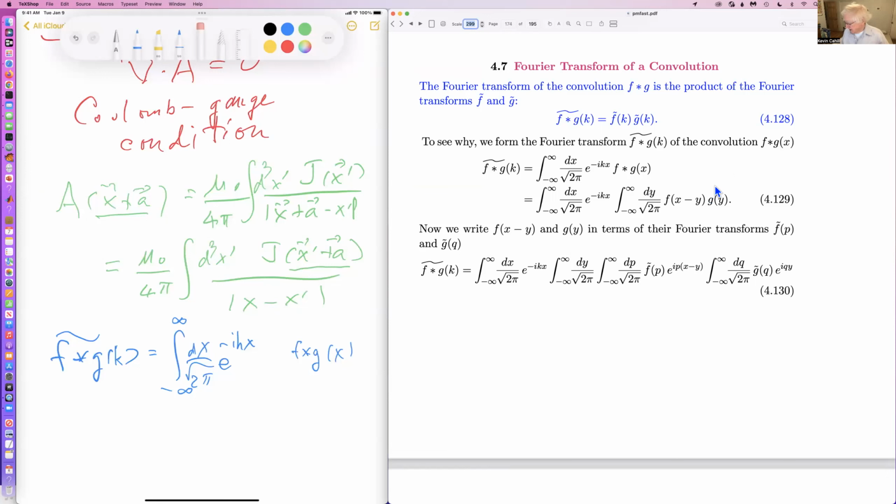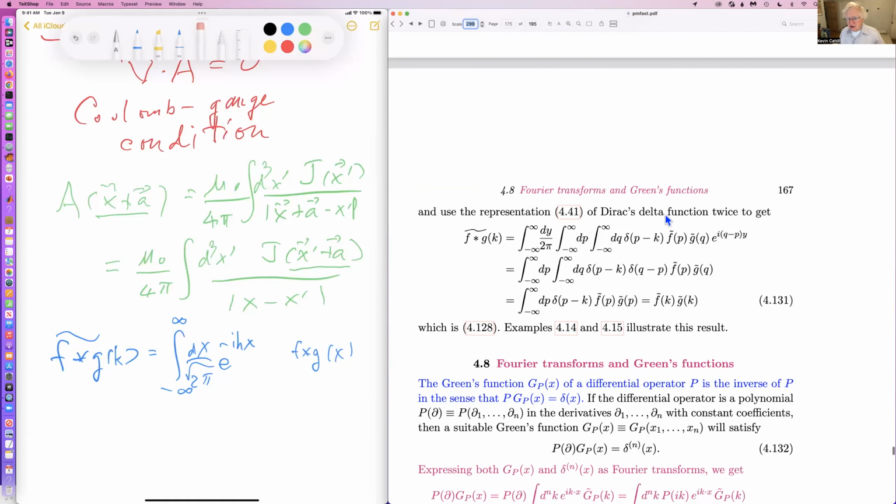And so now we replace f star g with this, and oh, that's what I had here. I didn't need to do that. So this is sort of silly, what I've done. So let's now do this integration. What we do is we express f and g in terms of their Fourier transforms, f tilde and g tilde, and then Dirac rides to the rescue, and we use the delta function twice, and we just get the product of two Fourier transforms. So the Fourier transform of a convolution is the product of the Fourier transforms.